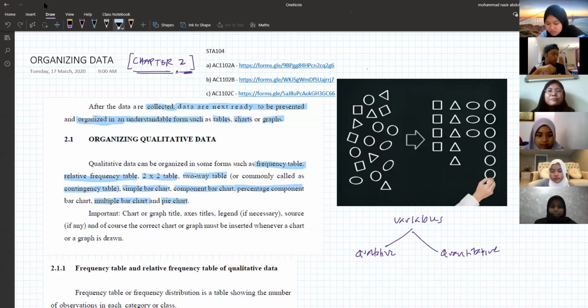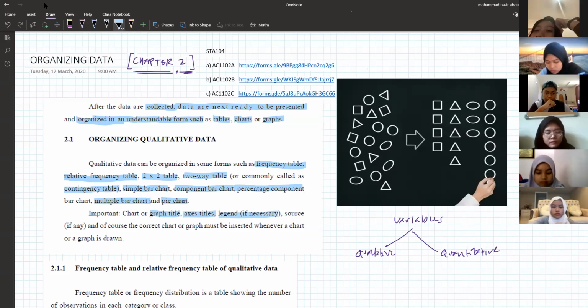So when you develop or construct a chart or graph, you need to pay attention to the graph title, axis title, legend if you have, right? Source of the data, right? And then of course the chart must be measured, its axis, right? Axis should be measured correctly, right? Now we look at the first part.